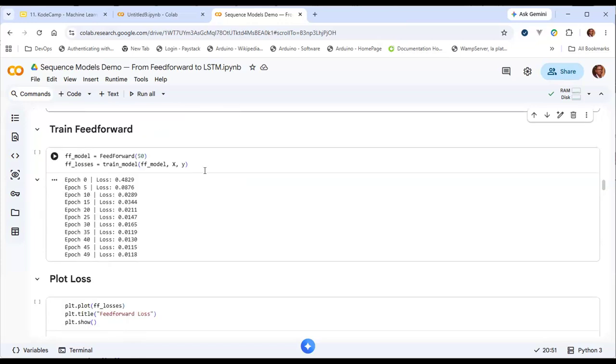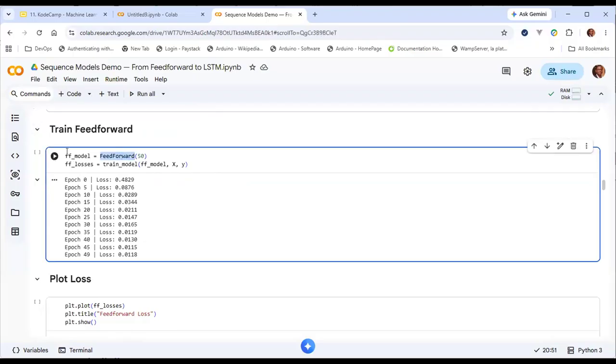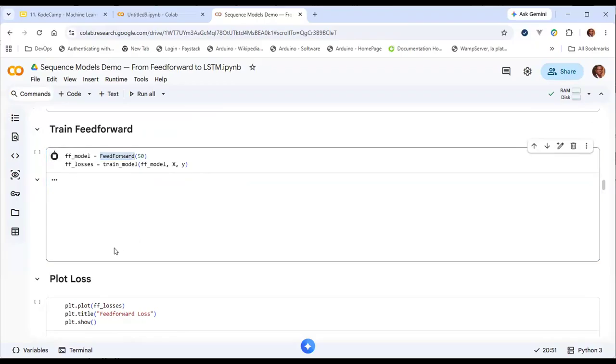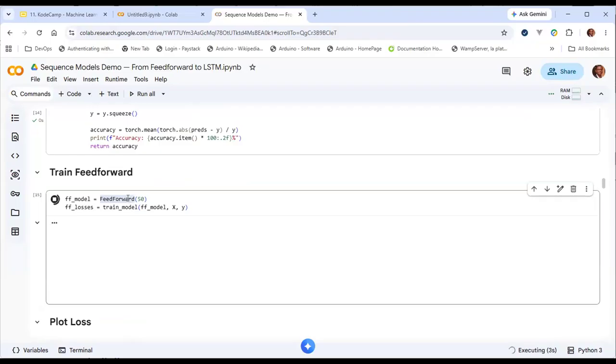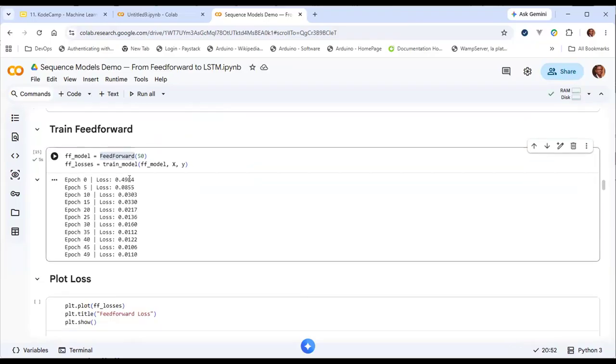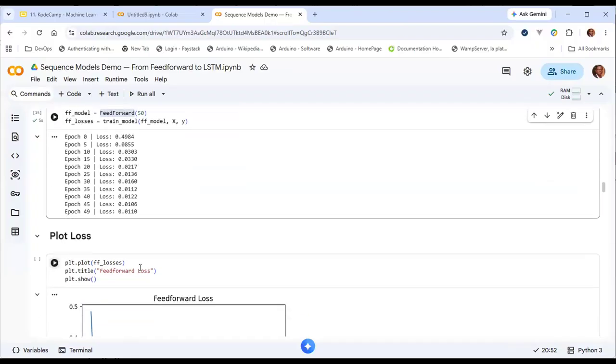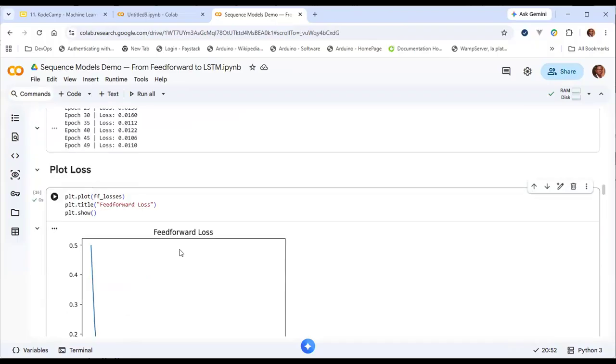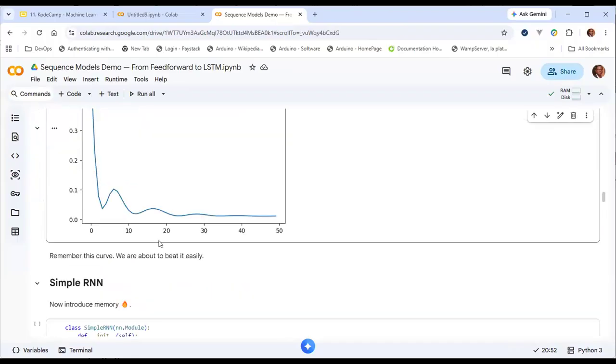So we now train the simple feed-forward model for a few epochs, 50 epochs, and we're able to get it from 0.5 error to 0.01, basically. And then we can plot the loss. And that's it. Now, this is the loss.